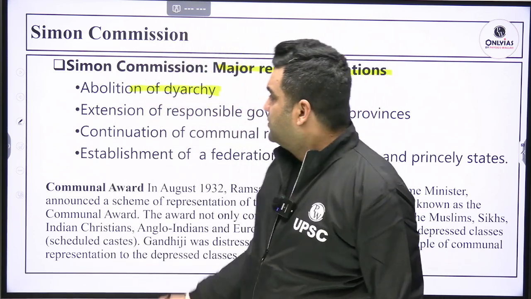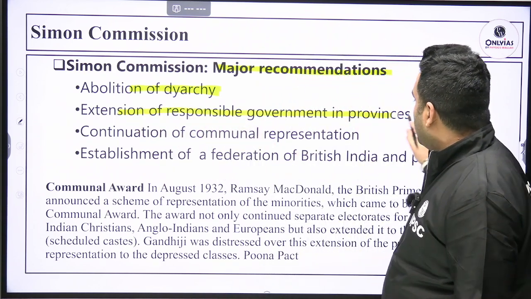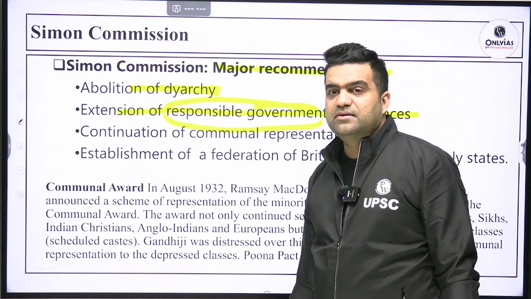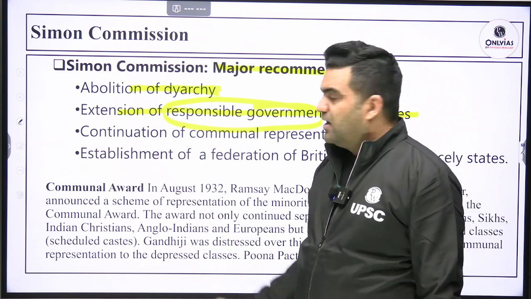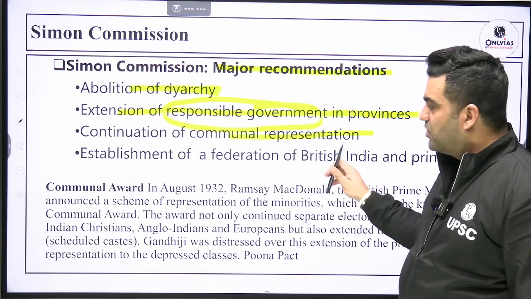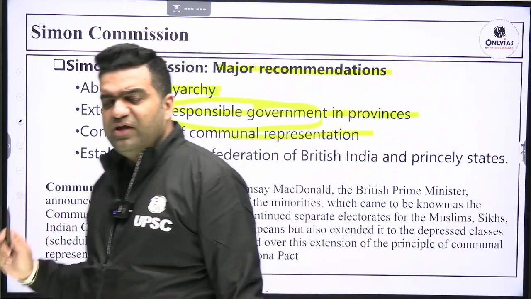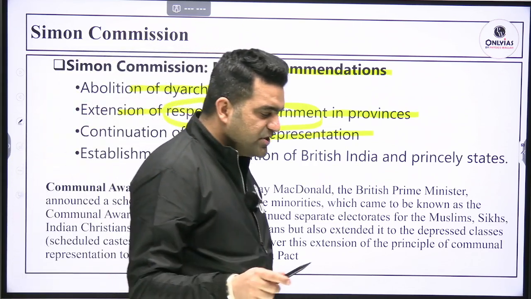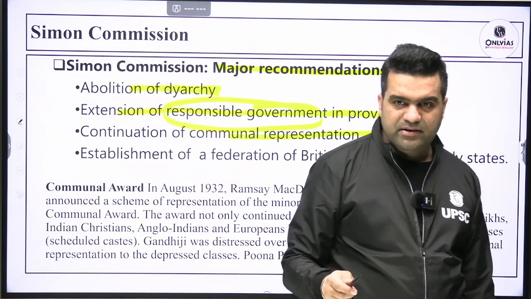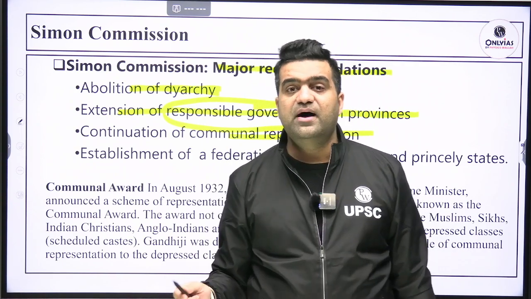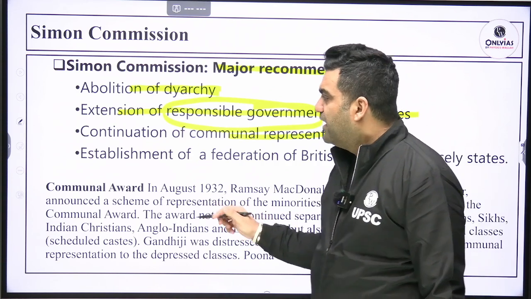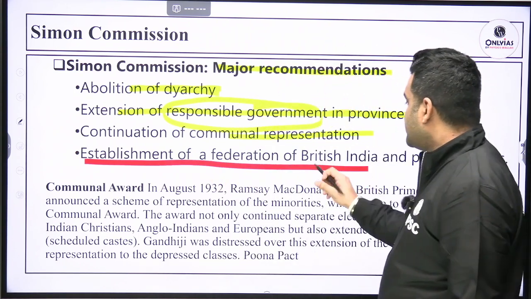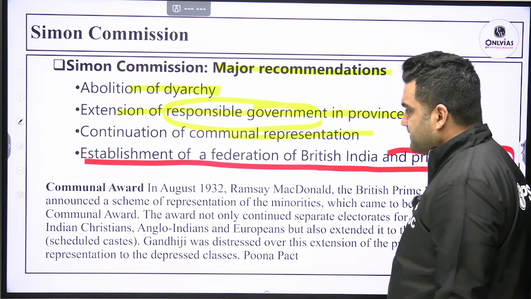Okay. So, abolition of diarchy, extension of responsible government in provinces, not only in the center, that was done by the 1919 Act, and continuation of communal representation. Despite the resistance, despite various things happening, first round table, etc., continuation of communal representation was an essential part after 1909, thereby leading to partition of India through the Indian Independence Act. That was just a culmination. That was obviously supposed to happen. Establishment of a federation of British India and princely states.